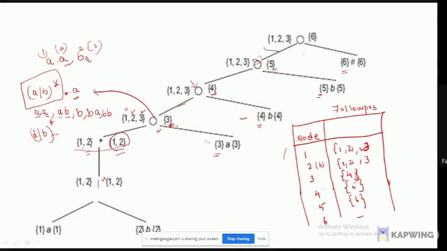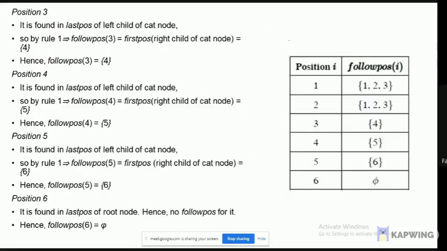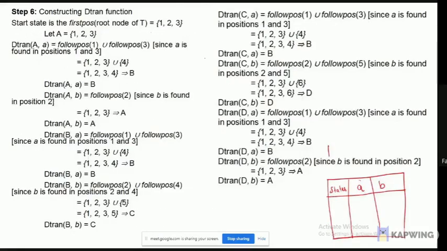See here, what is the first position of this root node? This is the root node. In this root node, the first position is 1, 2, 3. So 1, 2, 3 will be taken as the whole set. That combination will be named as A, and that will be taken. Let me give the state's name as A.